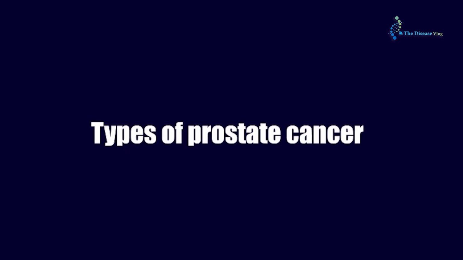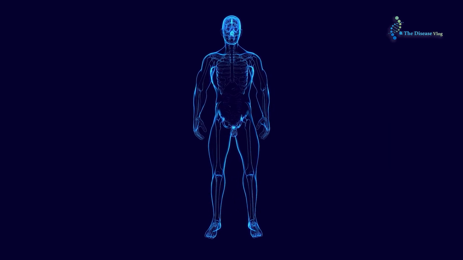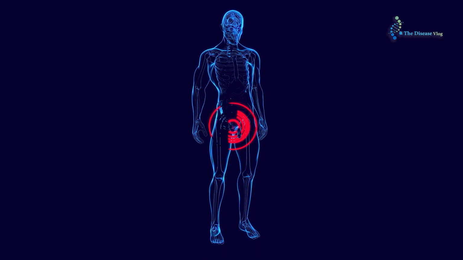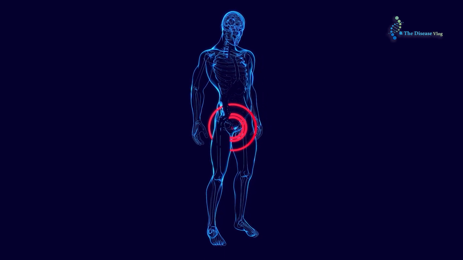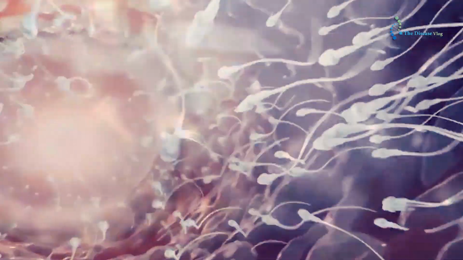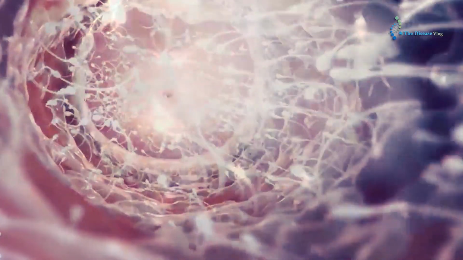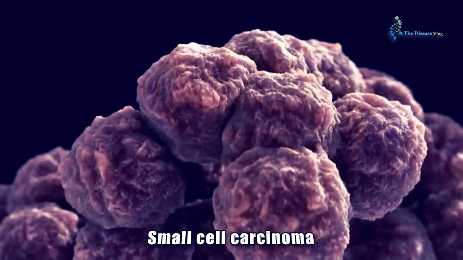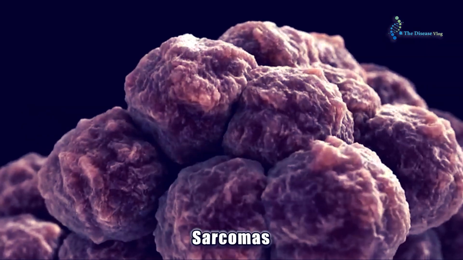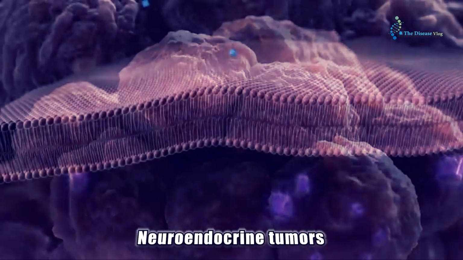Types of prostate cancer. The most common type of prostate cancer is adenocarcinoma. This starts in the cells of the prostate and is confined there. This gland secretes a fluid, which is part of semen. Other less common types include small cell carcinoma, transitional cell carcinomas, sarcomas, and neuroendocrine tumors.